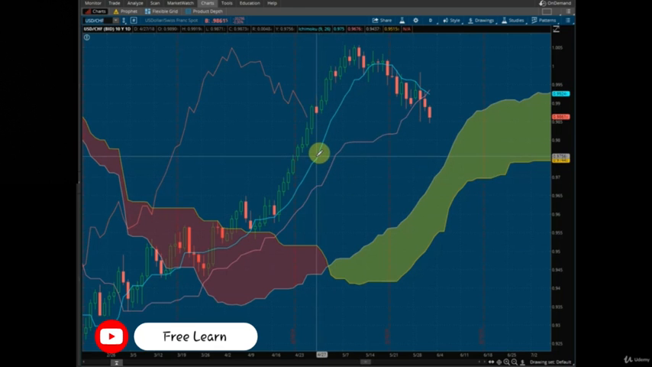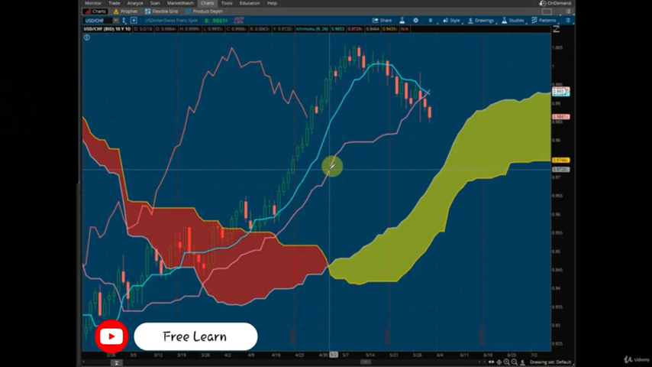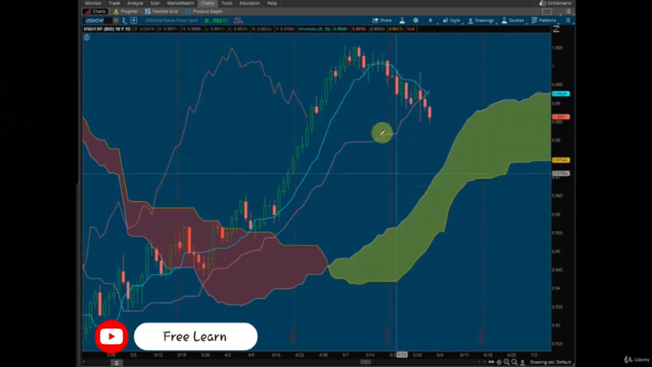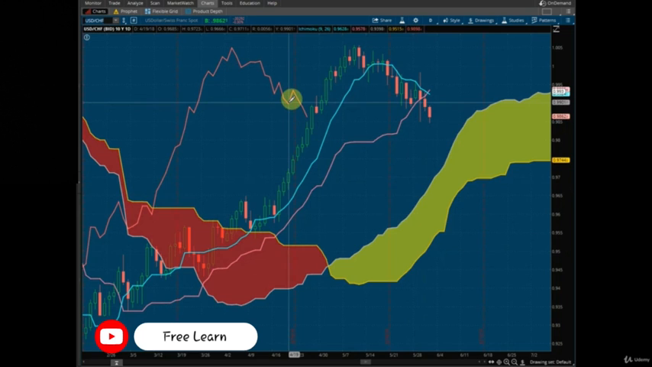Once again, the blue line is the Tenkan Sen, the pink is the Kijun Sen, the gray here is the Senku Span A, the yellow is Senku Span B, and then we have the lagging line here, which is called Chiku Span.